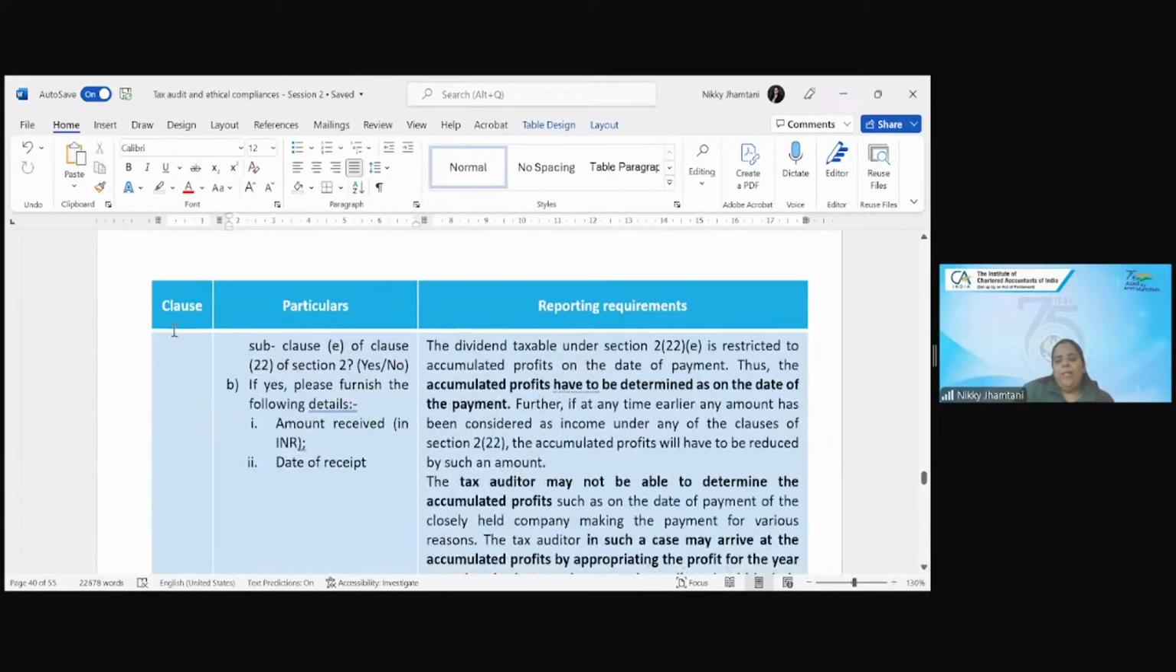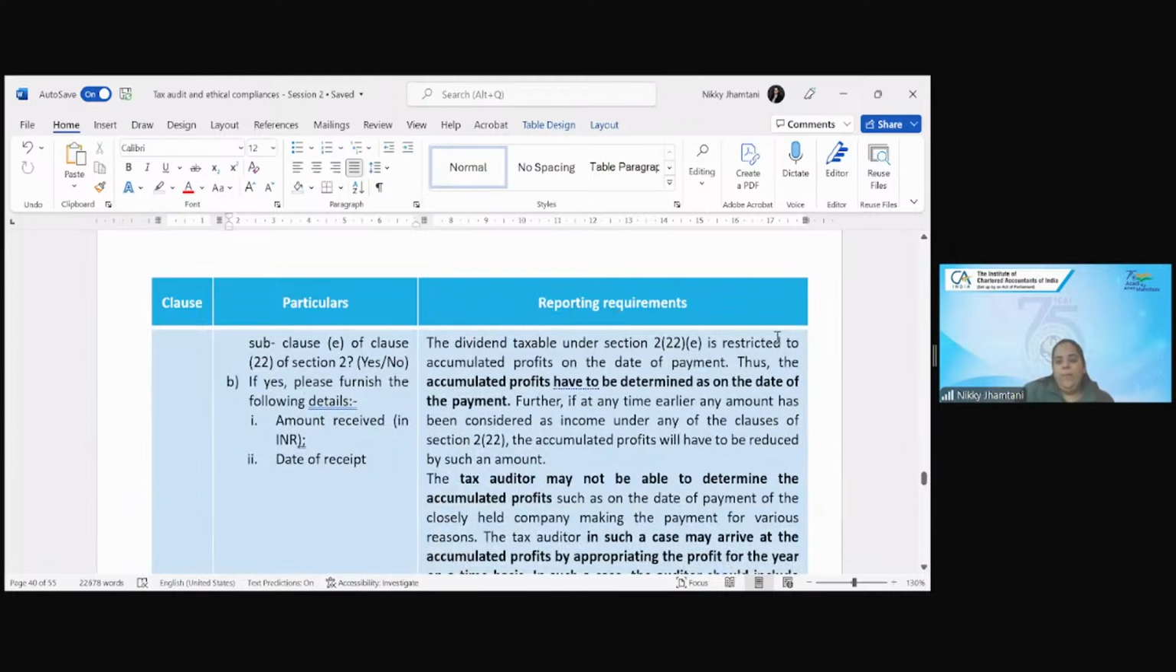The dividend taxable under section 2(22)(e) is restricted to accumulated profits on the date of payment. Thus, the accumulated profits have to be determined as on the date of the payment. Further, if at any time earlier any amount has been considered as income under any of the clauses of section 2(22), the accumulated profits will have to be reduced by such an amount.